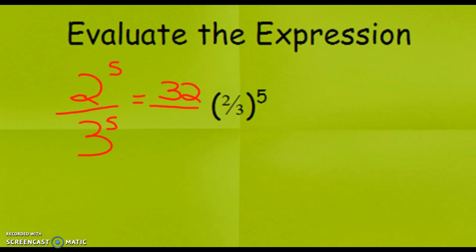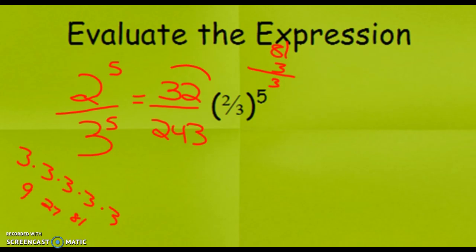So 3 to the fifth power is 3 times 3 times 3 times 3 times 3. 3 times 3 is 9, that's 27, 81, and then 81 times 3 is, let's see, 243. So this would be our final answer, 32 over 243. See if you can simplify, but I'm pretty sure you can't. That is going to be our first answer.